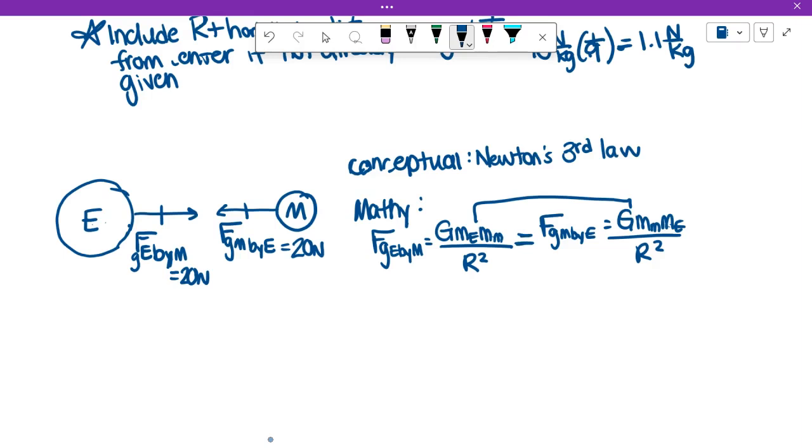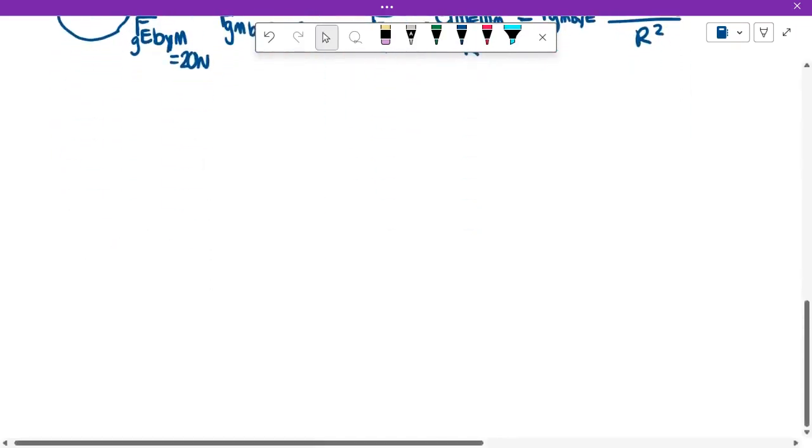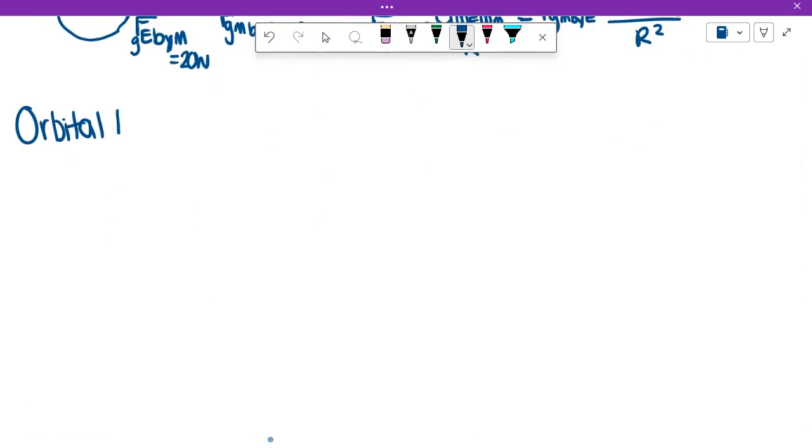Okay? So we got our conceptual proof that the student was wrong because of Newton's third law, and we got our mathematical proof using the force of gravity equation. So that's just something to pay attention to. Okay, so those are two sticky bits. So now let's get into how gravity works when it comes to orbital motion.